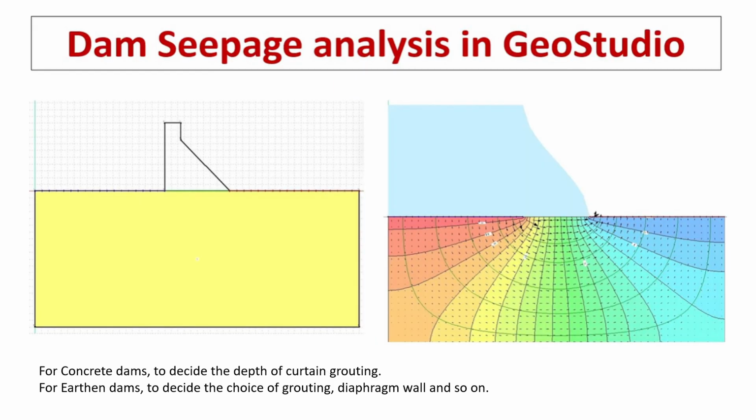Once we complete the stability, it is always necessary to do the seepage analysis to estimate the depth up to which we have to do the grouting for concrete dams. For earthen dams, it gives the important information whether to adopt any particular seepage measure in the form of curtain grout, diaphragm wall and so on. Further, seepage analysis gives the total quantity of seepage and also exit gradients.